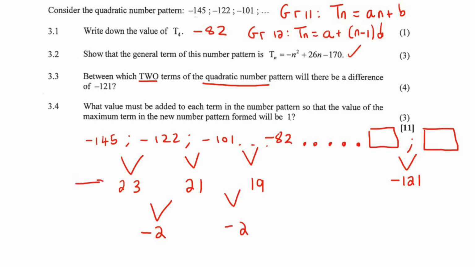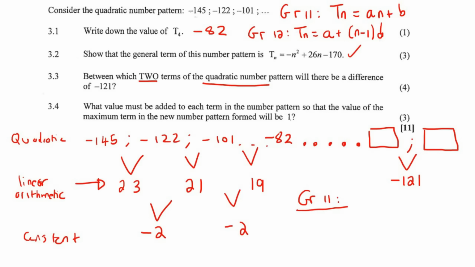So we're working in this number pattern over here now, because that's a linear number pattern. I'll give you guys a bit of a summary. This top one is always a quadratic. The second one is always a linear or arithmetic, depending on what you prefer. And then the bottom just stays constant. That'll always happen for these quadratic patterns. Okay, so let's use the grade 11 approach first. So let's say grade 11. Then we're going to use Tn is equal to an plus b.